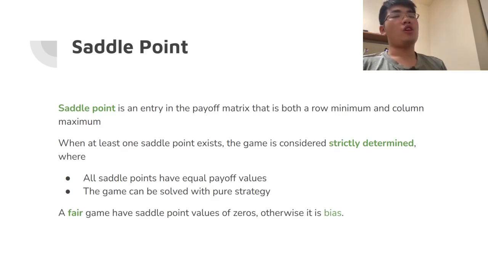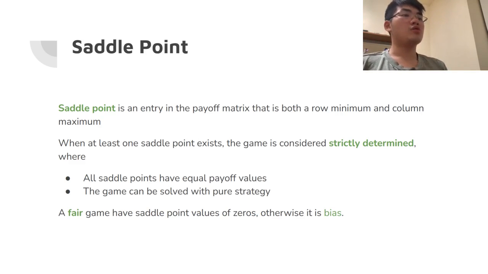Now we move on to another technique, that is the saddle point. A saddle point is the payoff that is simultaneously a row minimum and a column maximum. To locate a saddle point, we find a row minimum, and then we box in the column maximum. A game is strictly determined if at least one saddle point exists in its payoff matrix.